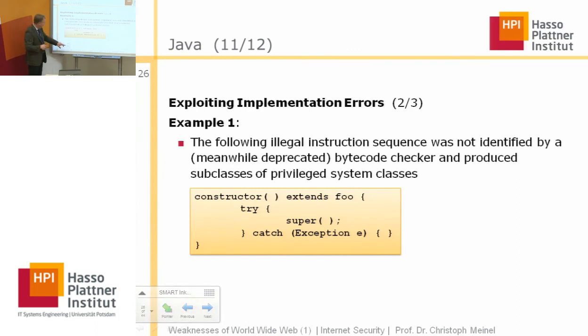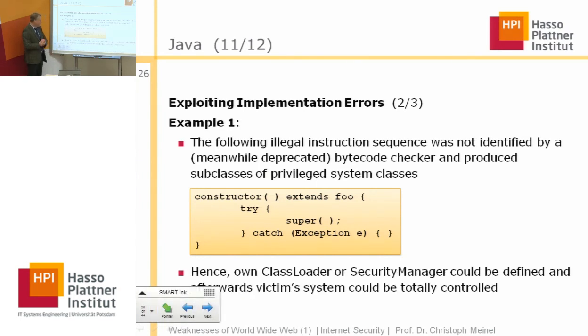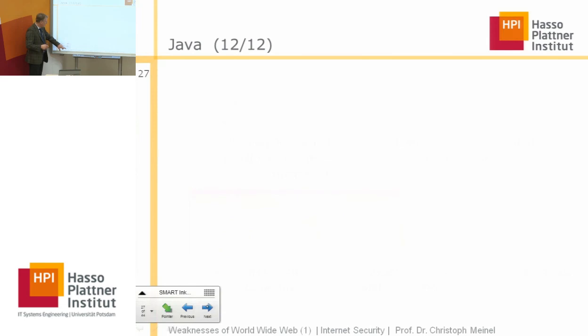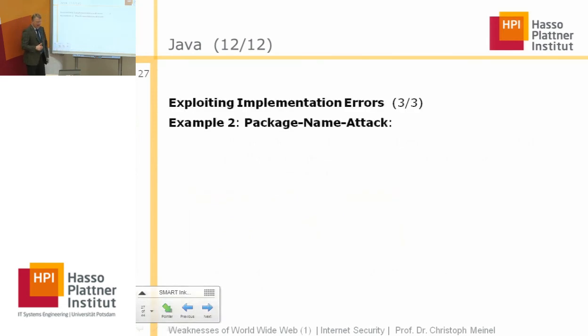It would have been possible to find out that it's illegal, but the bytecode checker was not designed carefully enough. So the result was that one's own class loader or security manager could be defined afterward. Victim systems could be totally controlled. So it was possible that from outside, control was taken over the system of the client.